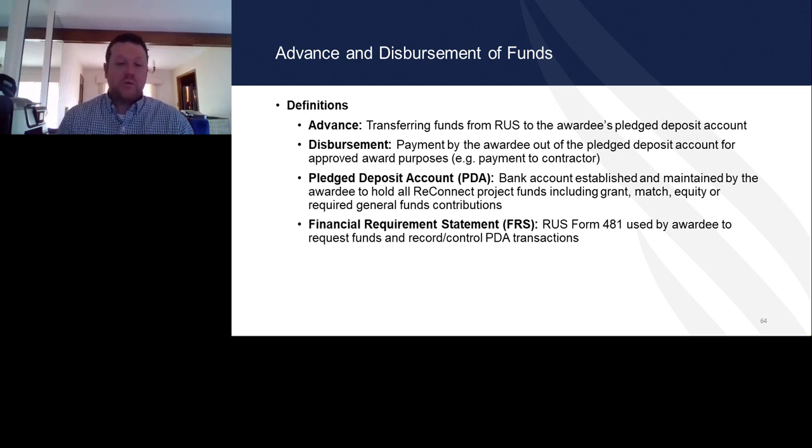The pledged deposit account, which was talked about yesterday, is the bank account established to maintain and hold all awardee funds, and then the FRS, or the financial requirement statement, is the 481. It's used by the awardee to request funds and draw down funding.